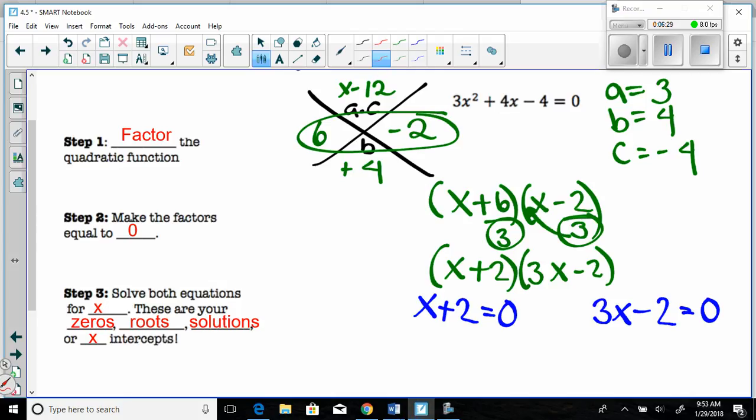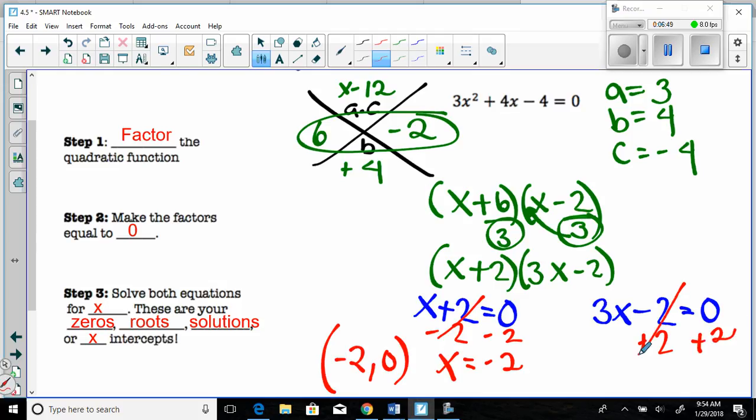And so all I do is I try to get x by itself. How do I get x alone here? Subtract 2. And I end up getting x equals negative 2. And so I would do negative 2 comma 0. That's my first x-intercept. Over here, how would I get the x-intercept? I add 2, right? It's a 2-step now. And I get 3x equals 2. Then how do I get x by itself? Divide by 3. And you end up getting x equals 2/3. You could keep it as a fraction. So it would be 2/3 comma 0.